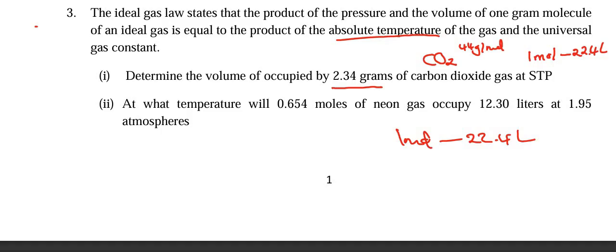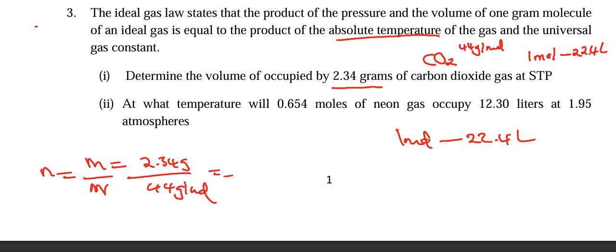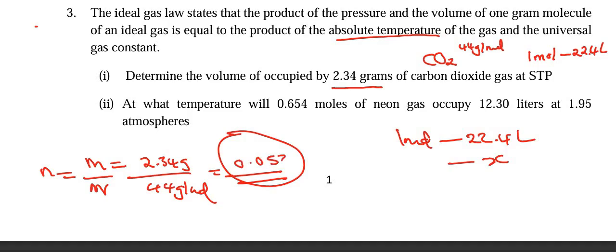So what is the number of moles here? The number of moles of carbon dioxide will be the mass over the molar mass, which is just going to be 2.34 grams divided by 44 grams per mole. So you get the moles here. Once you get your moles, you put the moles here and get your x. So try punching this. What is 2.34 divided by 44? So if these are the moles that you're getting, 0.053 moles, then multiply it by the 22.4.